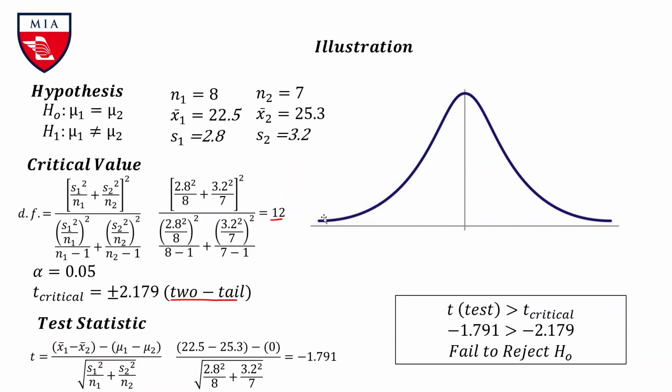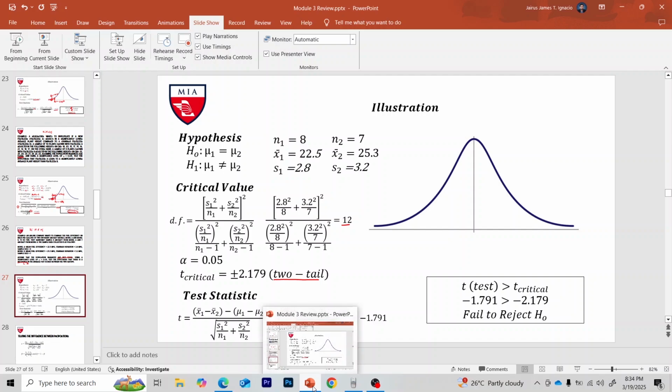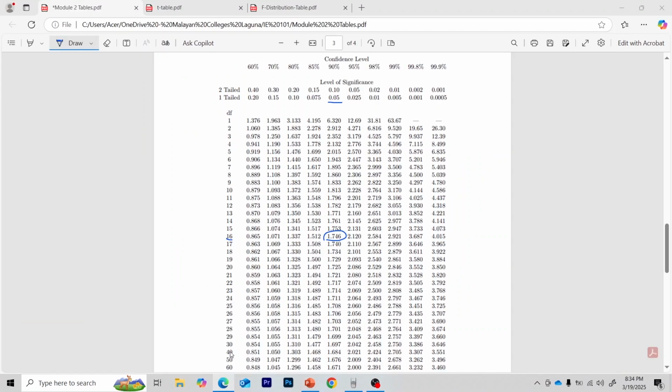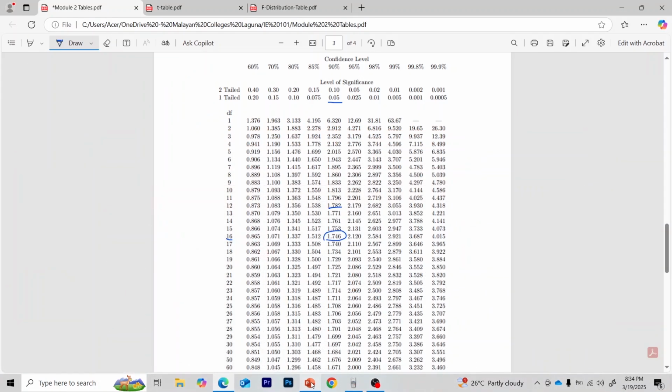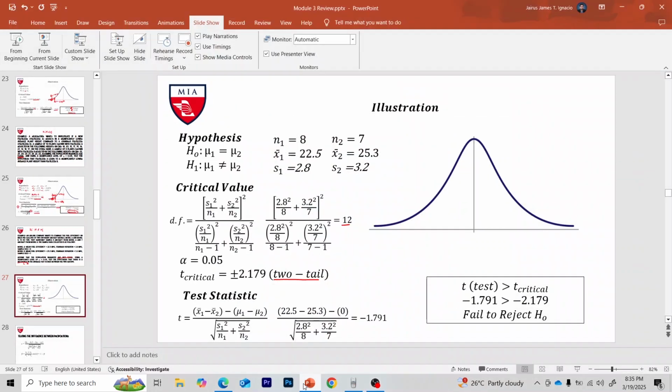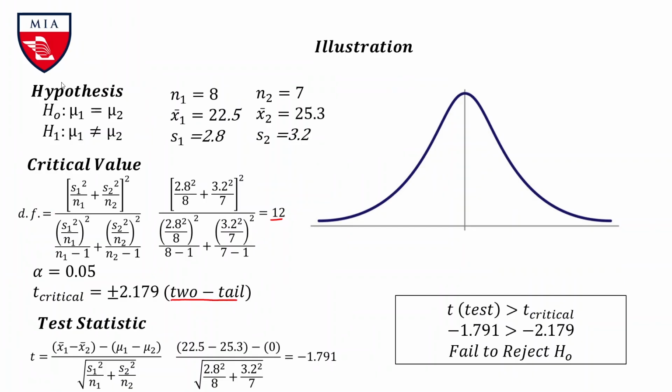So our DF is 12 and our alpha is 0.05. Two-tailed, 0.05, DF is 12. Oh wait, two-tailed, so we have 2.179. So this is 2.179. Our T critical value, since this is a two-tailed test, is positive and negative 2.179.